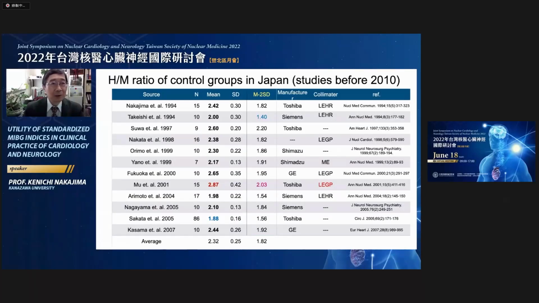So, what about normal values of the HM ratio in the control groups? When we look at the control groups, HM ratios are shown like this. When we look at the mean and the standard deviation, the lowest one is 1.88 and the highest one is 2.87. So if we use mean minus 2 standard deviations, the lowest one is 1.4 and the highest one is 2.0. Anyway, we can note a very wide range of distribution, even in the control subjects.